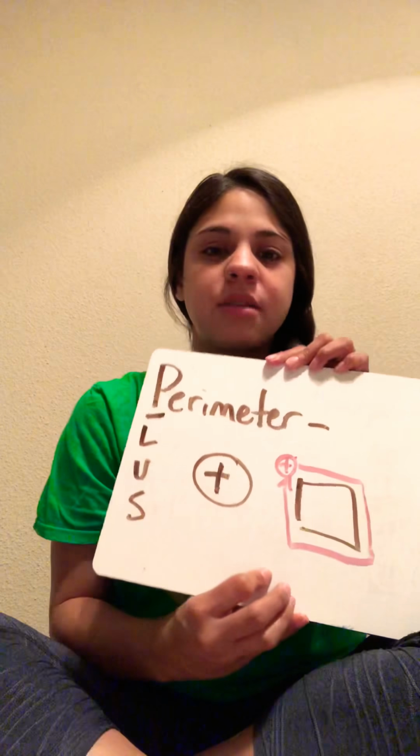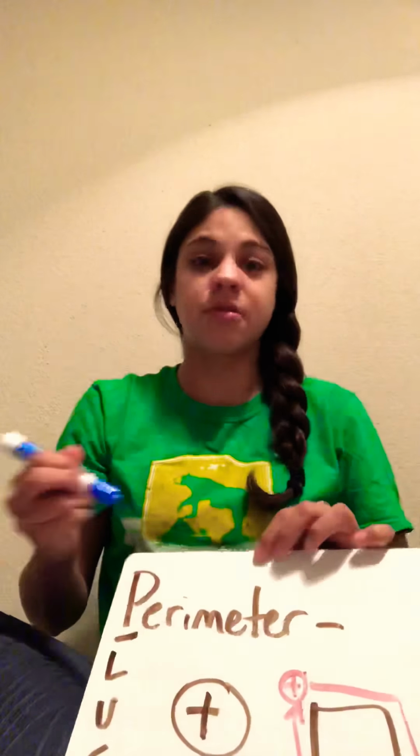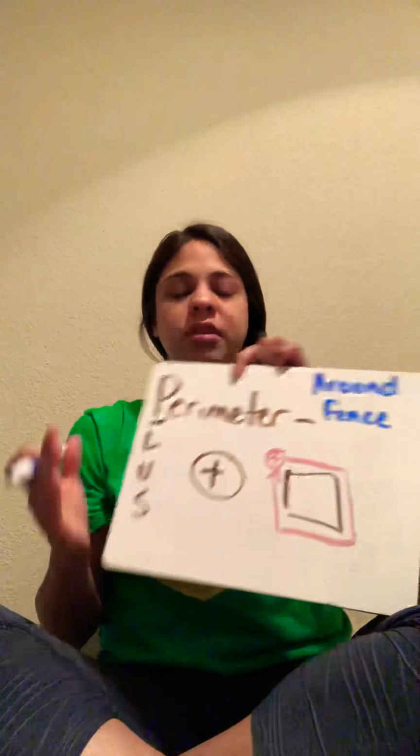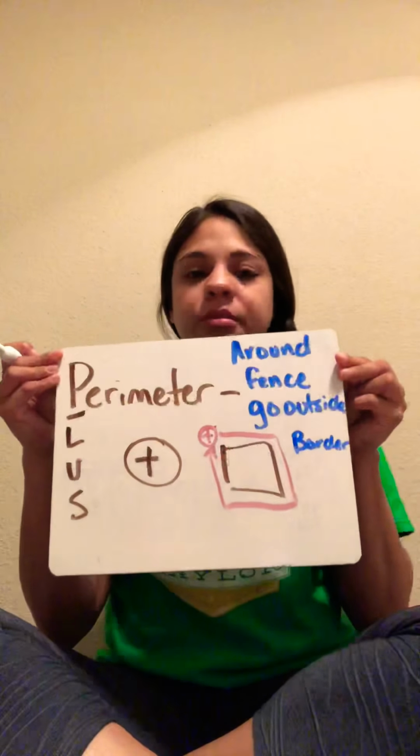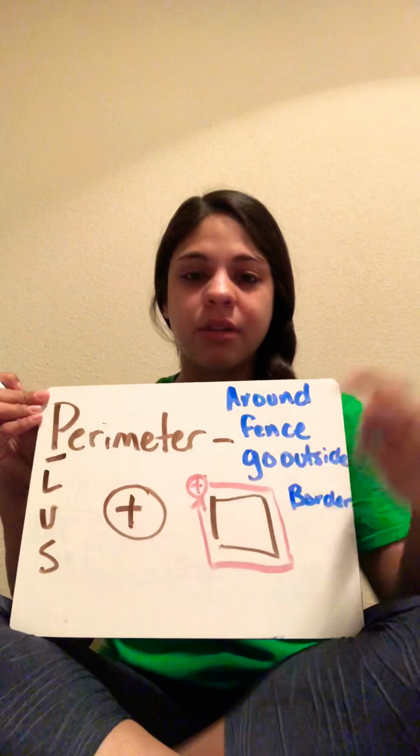Vocabulary words associated with perimeter are the words around, words like a fence. When you hear a fence in the problem, more than likely you're working with perimeter. When you're going outside of your garden, also if you're including a border around something, that is perimeter. You're going all the way around.